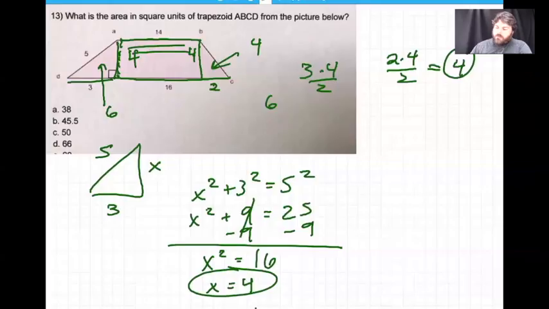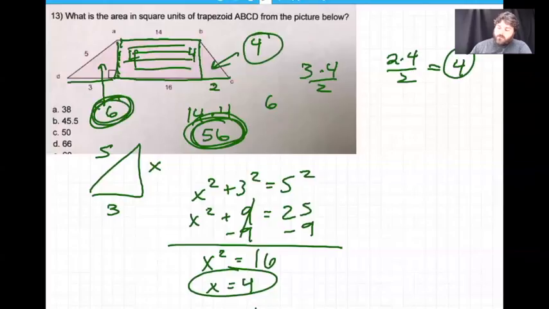The area of the middle piece here is just a rectangle. It is 14 wide and 4 high, which gives me 56. So I've got 56, 6, and 4. When I add those all together, I get 66, which is answer choice D, 66.